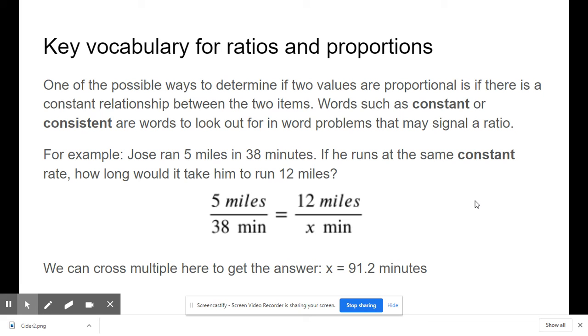Looking at the word constant gives us a clue that this is a proportion. And we can set it up: 5 miles over 38 minutes equals 12 miles to X minutes. We can cross multiply. We can use some of the other ways that we solved, and we can get that X equals 91.2 minutes.